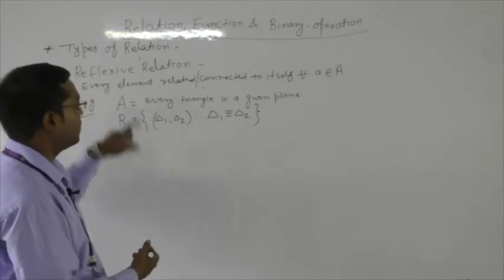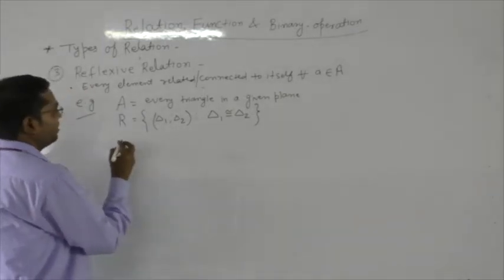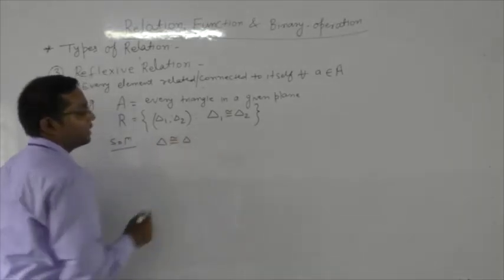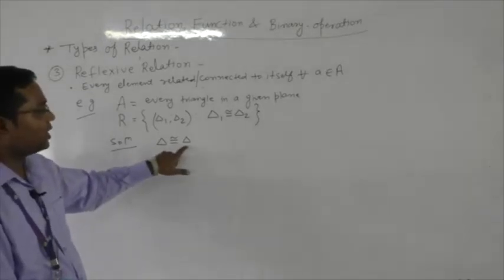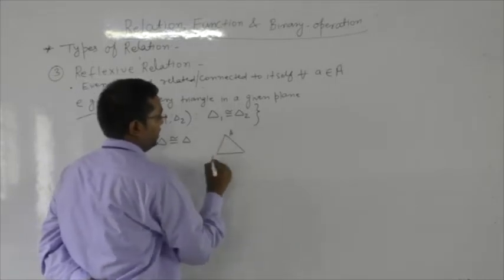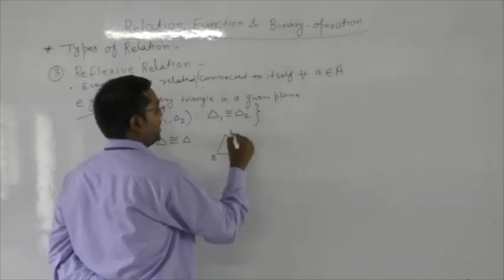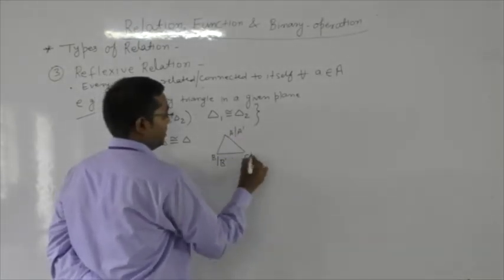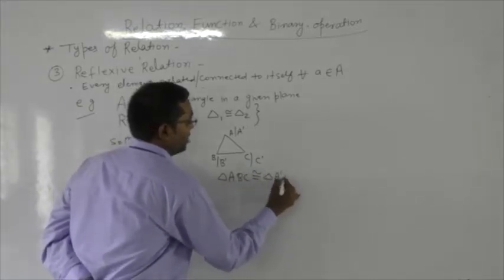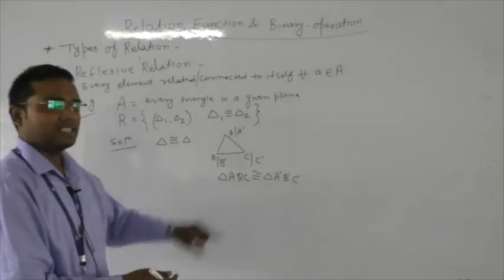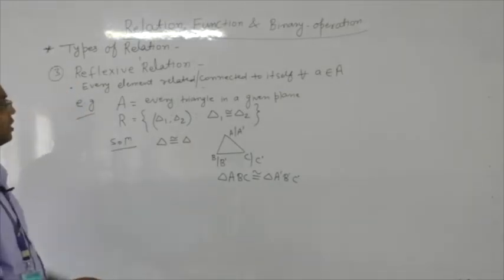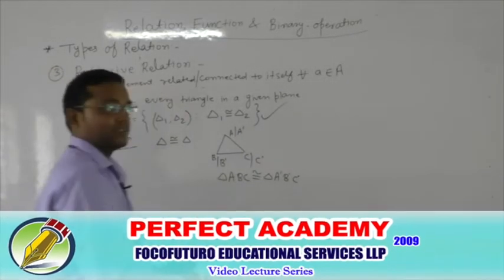Can we say it is a reflexive relation? Let's see. Here, if we check, every triangle is congruent to itself. Is it true? Yes, of course. Suppose we draw one triangle ABC, and the same triangle I call A dash B dash C dash. Triangle ABC will be congruent to triangle A dash B dash C dash for sure, by the SSS or SAS property, because both are the same. Hence this relation is the reflexive relation.